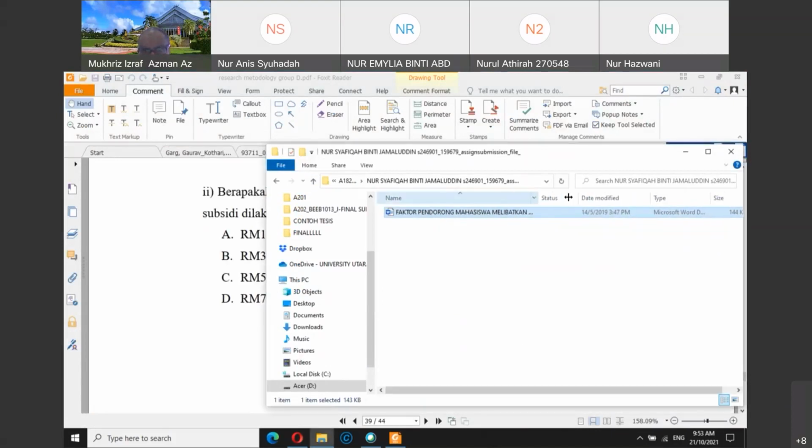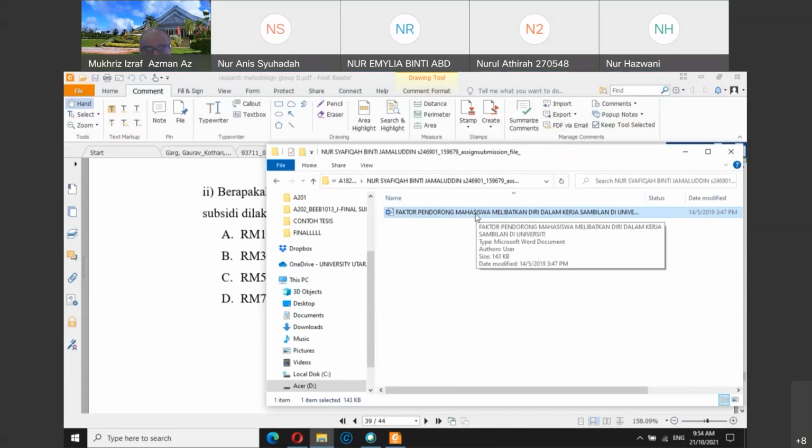Okay, I'm not sure what the reason is that I cannot open it, but the title is the factors influencing students to be involved in part-time jobs in UUM.